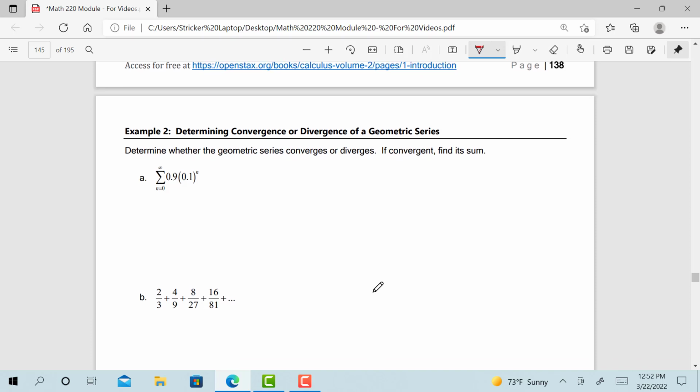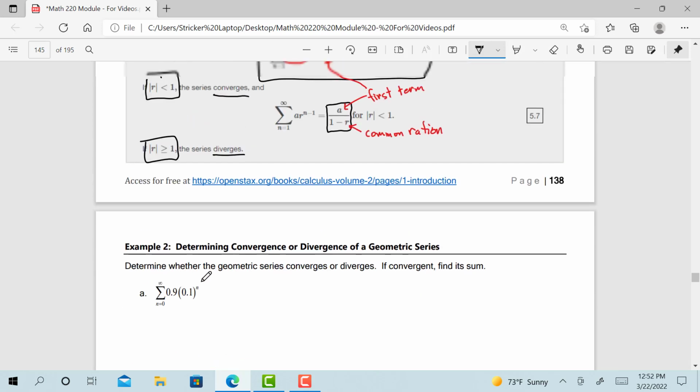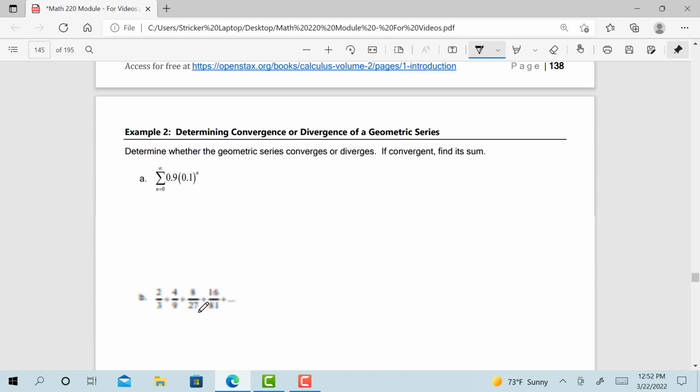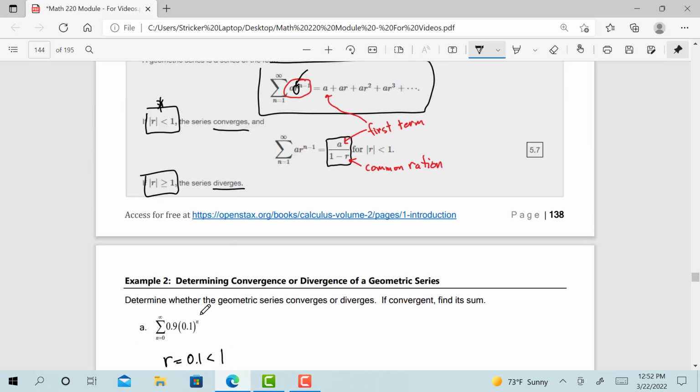So example 2 says determine whether the geometric series converges or diverges. If it is convergent, find its sum. Well, how do we know if a geometric series is convergent or divergent? Going back to our definition, it only converges if the absolute value of r is less than 1. If it's greater than 1, it diverges. So we need to know what r is. Well, r is really easy to tell in a geometric series because it's the value that we're raising to the nth power. In this case, we have 0.1 raised to the nth power. That means r is equal to 0.1, and that is less than 1, which means the series converges.